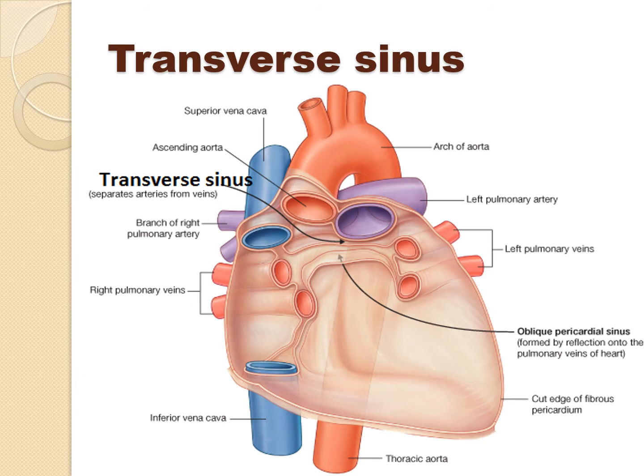Between the root of the oblique sinus and the floor of the transverse sinus intervenes only the upper margin of the left atrium, along which a bilaminar fold of the serous pericardium extends from the upper right to the upper left pulmonary vein. So these are the oblique sinus and the transverse sinus.